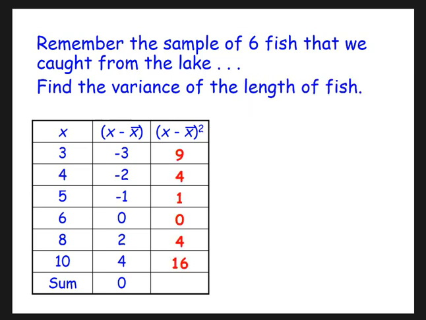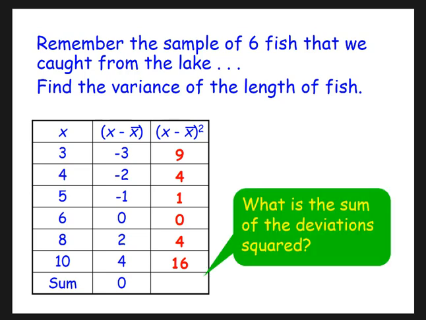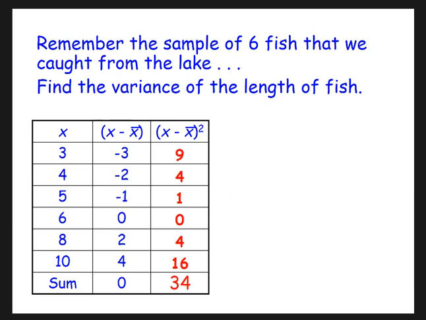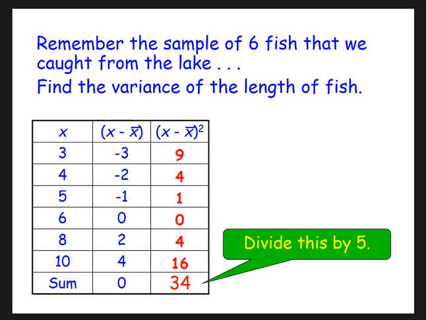Next step is we're going to square those deviations. Now, careful on your calculator. Negative 3 squared should be a positive 9. Negative 2 squared would be a positive 4, and on down that line. These will not add up to 0. We add those up. That is the sum of the squared deviations, 34.